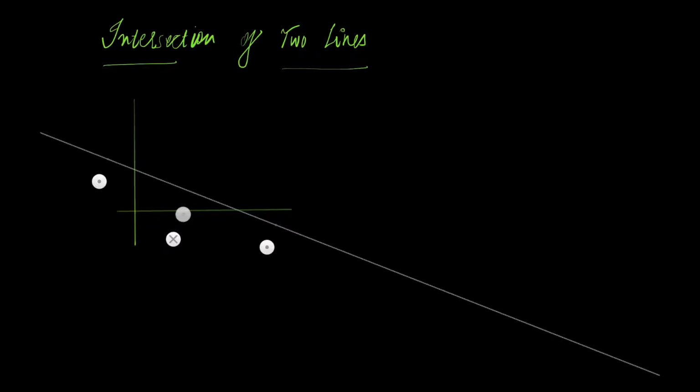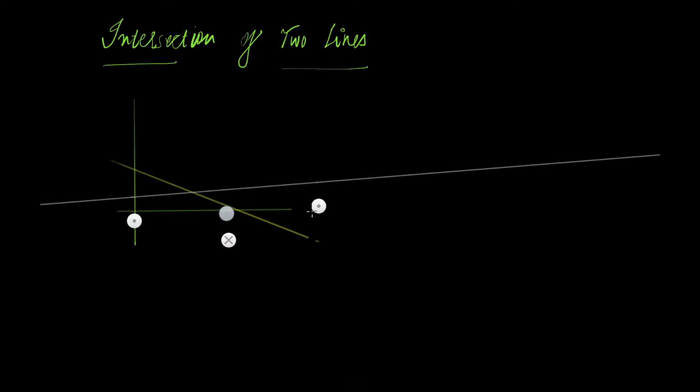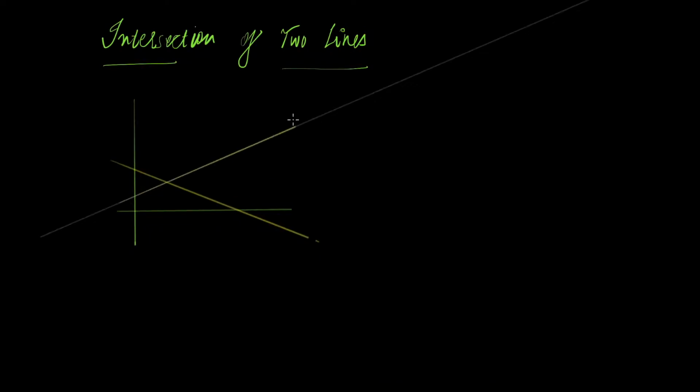Let me choose another color. First one be, okay, this, and the second one be this. Cool. So this is the line L2. I'll represent this by line L1. As always, this is our x-axis and this our y-axis.